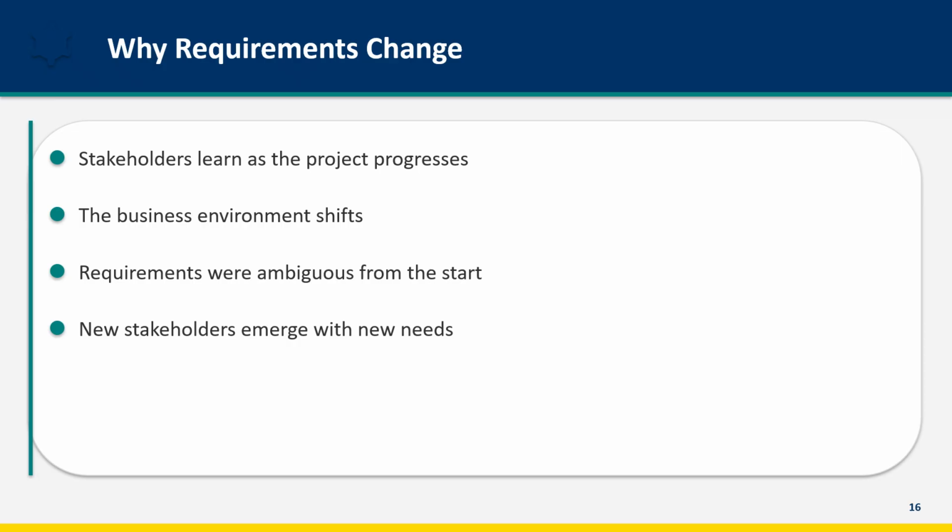Requirements change for several reasons. Stakeholders learn more about what's possible as the project progresses, and their expectations evolve. The business environment shifts. A competitor launches a new feature, and suddenly you need it too. Requirements that seemed clear at the start were actually ambiguous, and that ambiguity surfaces during implementation. New stakeholders emerge who weren't consulted initially, and they bring new needs. Some of these changes are legitimate and should be accommodated. Others are scope creep in disguise. The key is having a process to distinguish between them.